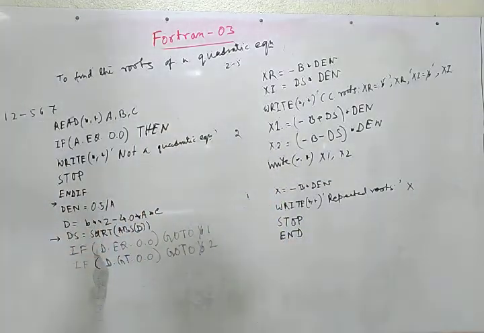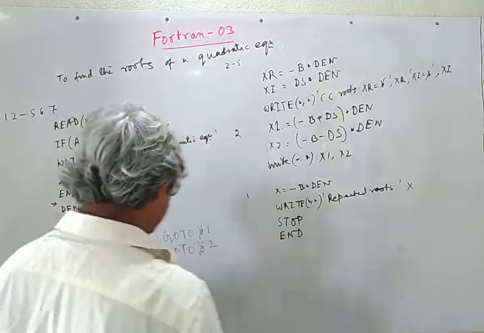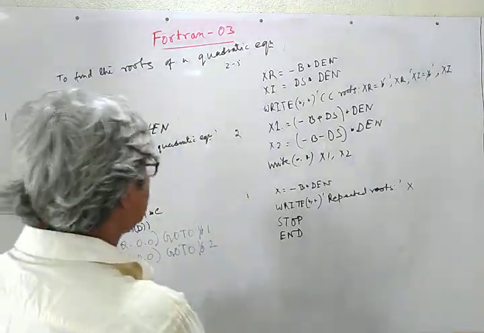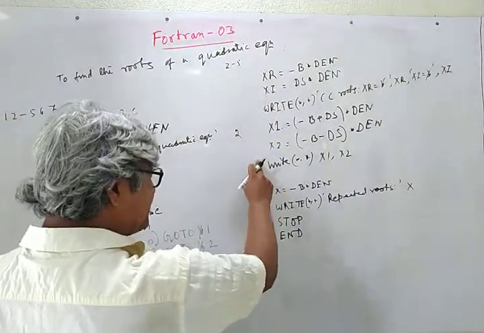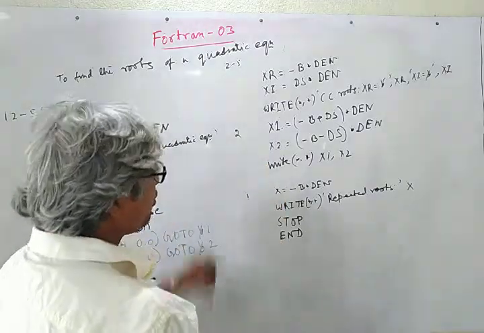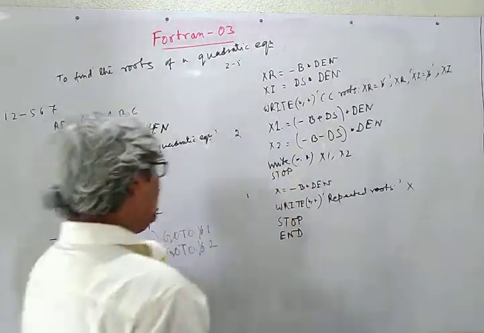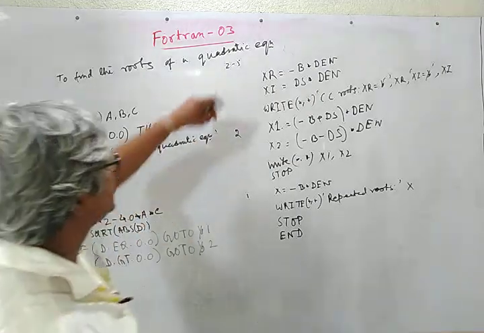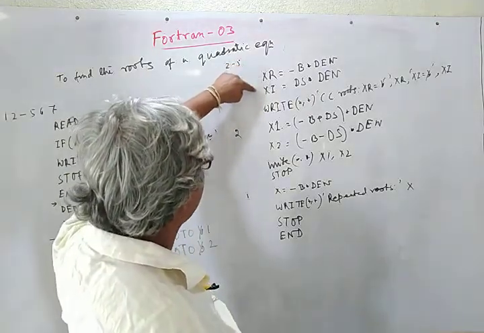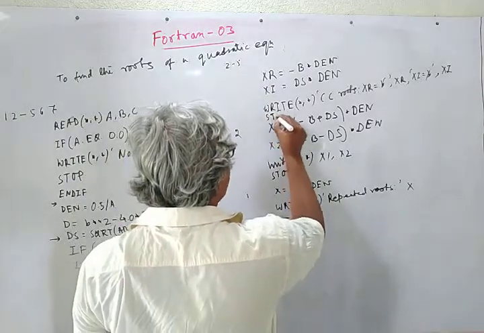The problem is that whenever you find that d is 0, the program, due to this statement, jumps here and calculates it correctly. When d is positive, the program jumps to this line, calculates x1, x2, writes x1, x2, then executes all these statements. So we must stop it. So we write stop over here. And when neither of these two conditions is satisfied, the program goes to its next line, that is, it calculates xr, xi and writes this. Again, to avoid this part, we must write stop.